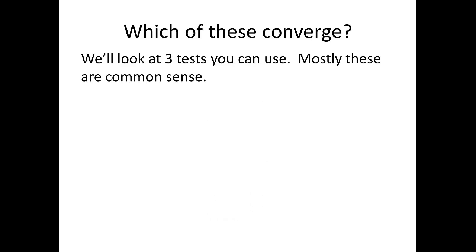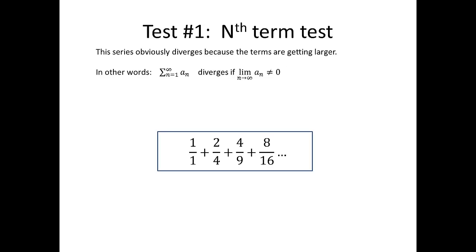Okay, so we're going to look at three simple tests you can use to figure out whether or not series converge or diverge. Mostly, I think these are common sense. All right, so the first test is the nth term test. All you do is you see, are the terms approaching 0, or are they getting larger, or are they approaching a finite value? In this series, the terms are getting larger, so obviously the series has to diverge.